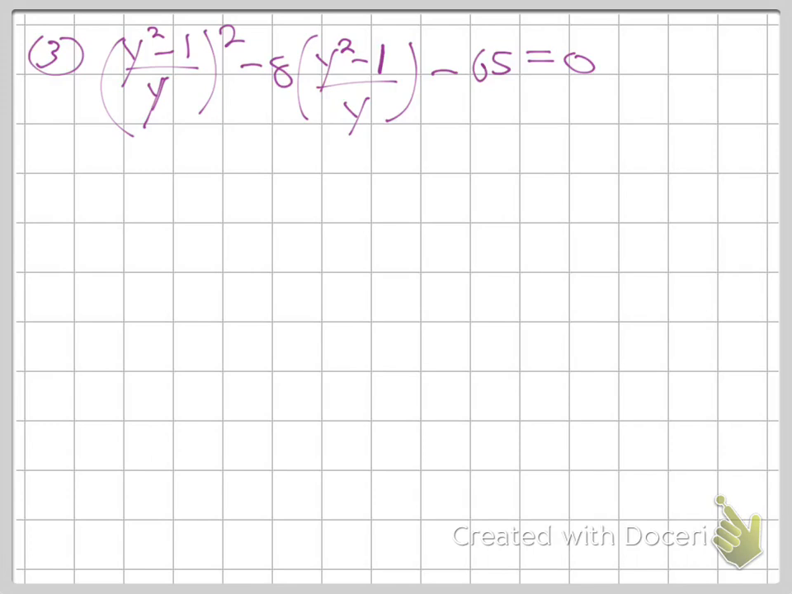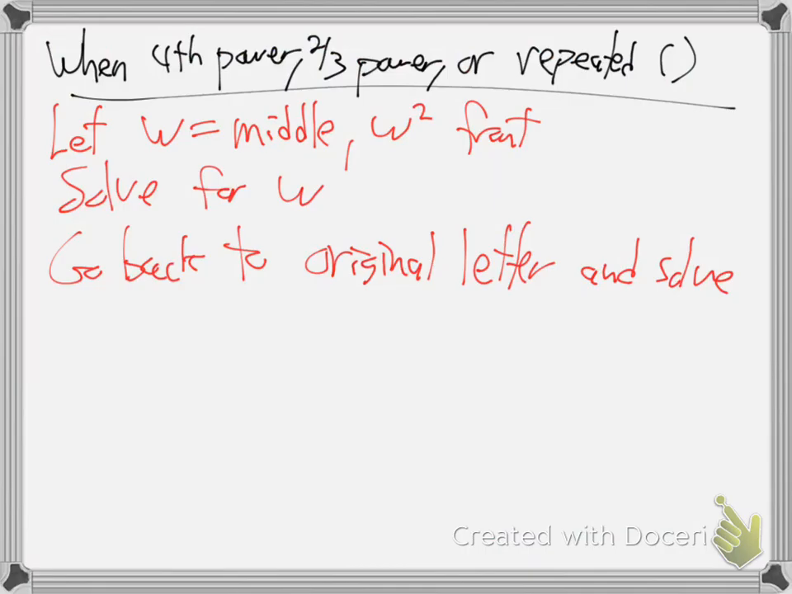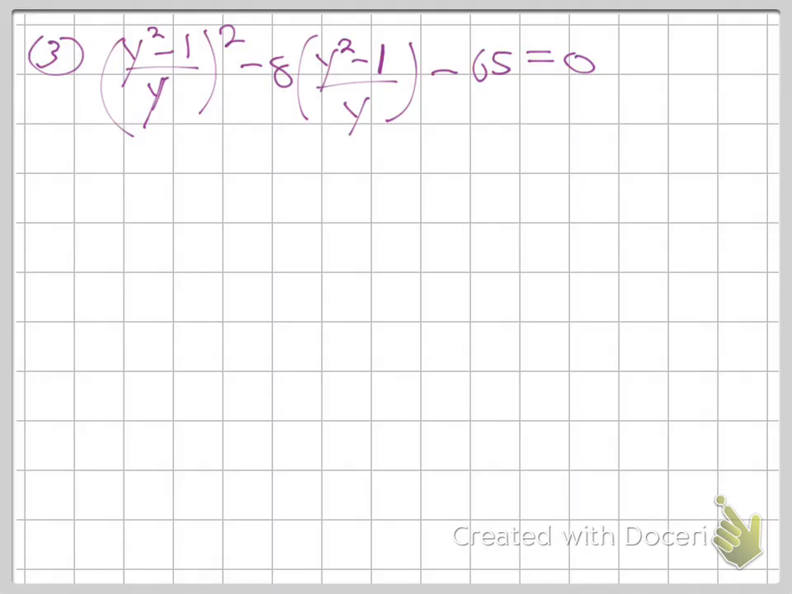This is what I mean. When I wrote the steps out for it, I said x to the fourth, x to the third, or repeated parenthesis. Right back here in the steps, repeated parenthesis. Then you do the same thing, w in the middle, w squared in the front, and so on. See how we have the same repeated parenthesis? That's your signal. So you want to make notes. You've got to make notes for yourself.